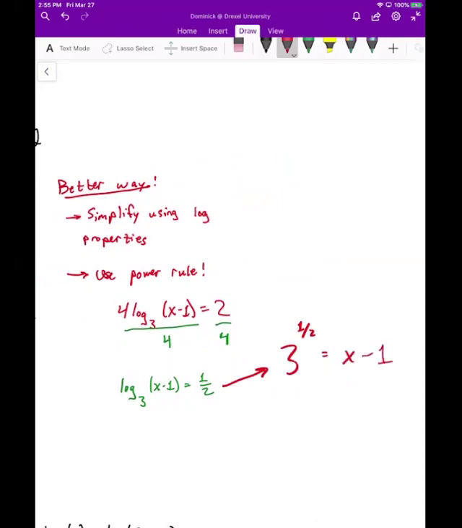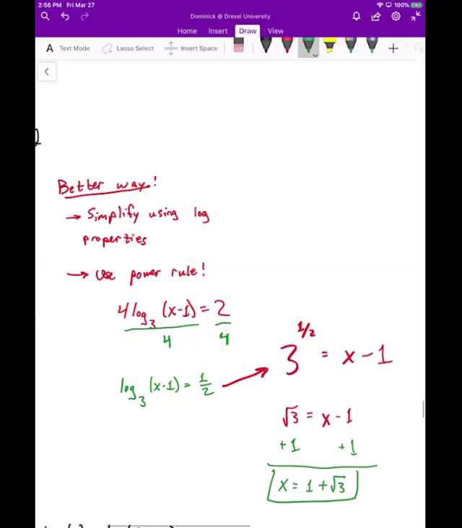And we know that 1/2 power is the same as a square root. So this is square root of 3 is equal to x minus 1. So last but not least, we can add 1 to both sides. And we get that x is equal to 1 plus square root of 3. All right, and if you like, you could get a decimal approximation for that answer, but here 1 plus square root of 3 will do the trick.